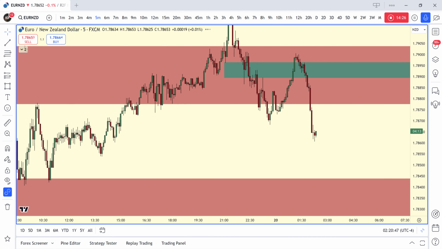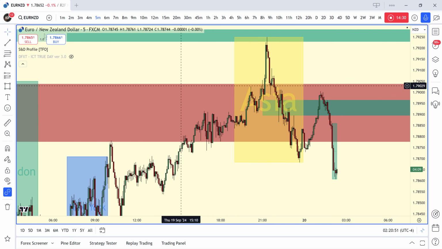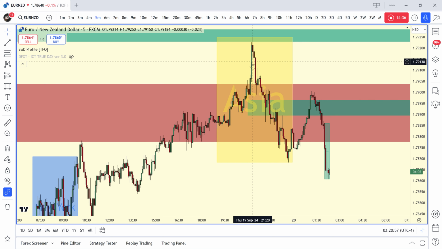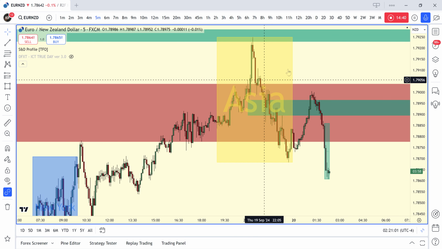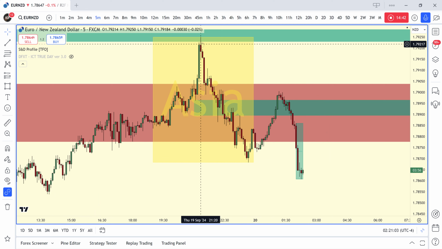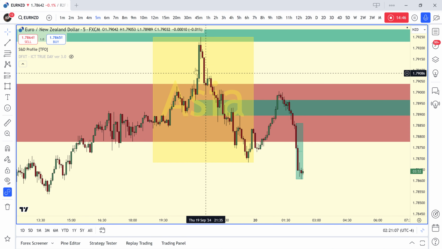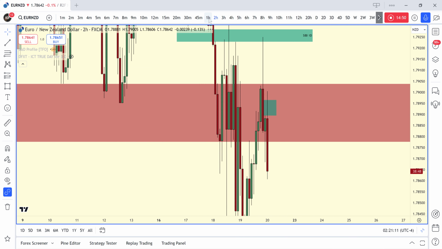Up. Turn on the time zones. Euro, New Zealand dollar. So we get a move during Asia. Asia opens, and then 920. If you're really confident, you came to this daily order block. Very confident, you can sell at low risk. Sell in here. If you need more confirmation, you're waiting on the hourly over there.